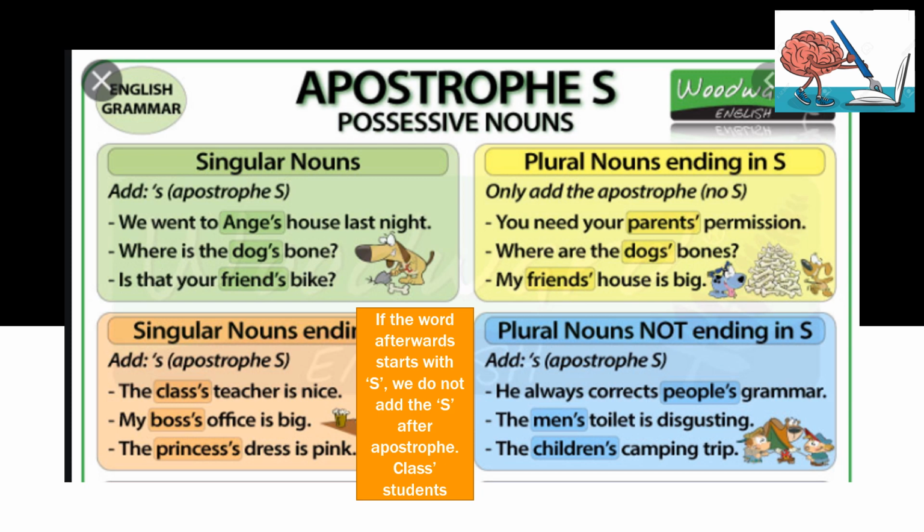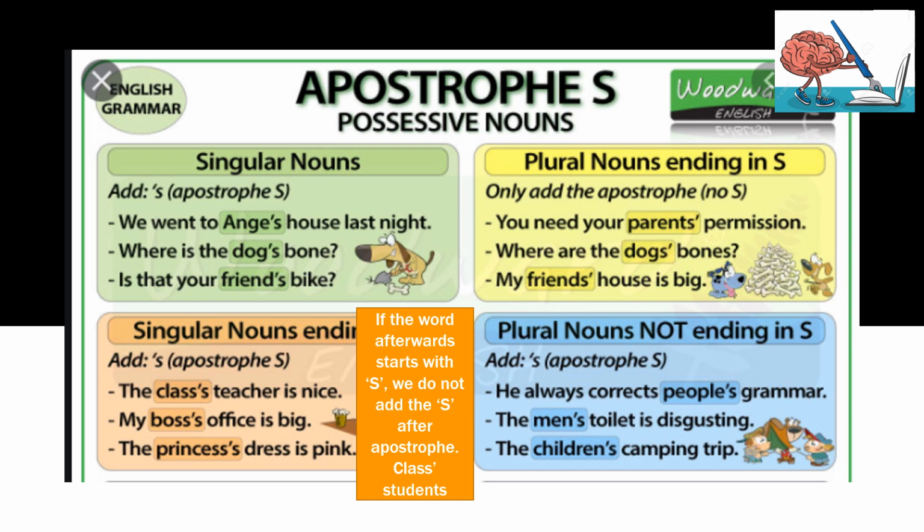What happens when we are working with plural nouns that end in S? As we know, most singular nouns can be changed into plural nouns by adding an S at the end. When we have a plural noun ending with an S, we only add an apostrophe. No S is added here. You need your parents' permission. Where are the dogs' bones? My friends' house is big. Here parents, dogs, and friends. They are all plurals ending with an S. So we only add an apostrophe at the end and we do not add the extra S.